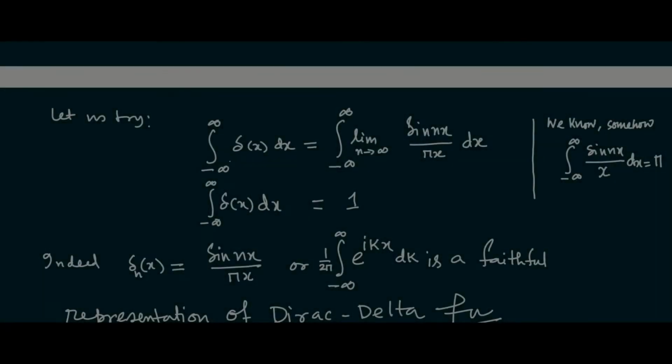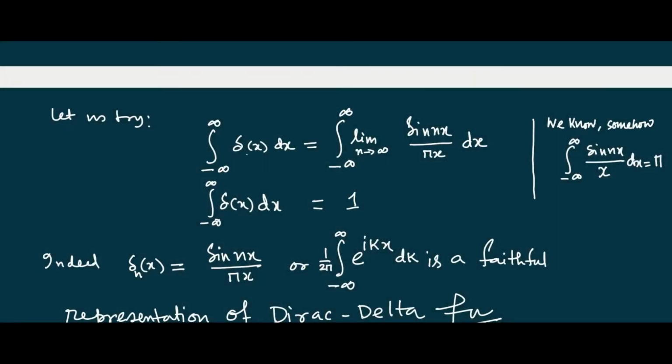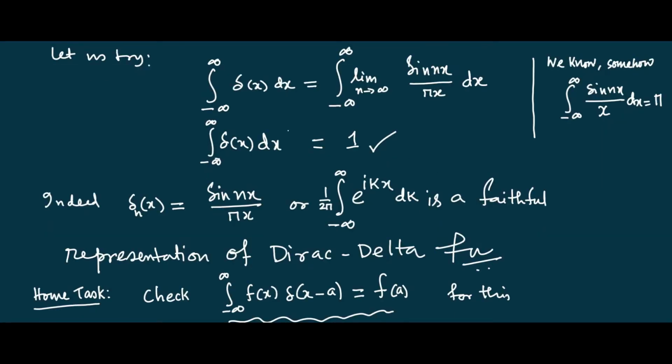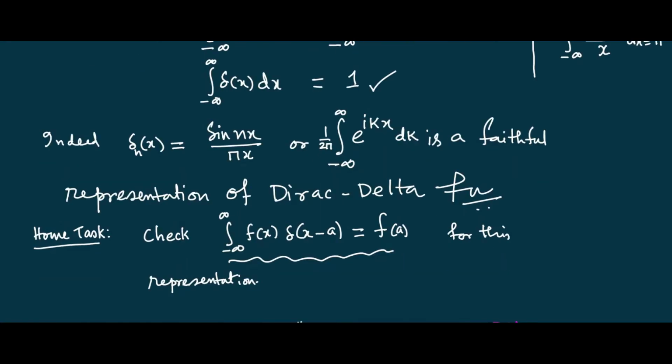Try this representation. What happens whenever delta(x) is integrated over minus infinity to plus infinity? So therefore we put the integration limits minus infinity to plus infinity, n tends to infinity, sin(nx)/(πx) dx. As we know, the integration from minus infinity to plus infinity of sin(nx)/x dx is π. So therefore here is a π, and the whole integration is 1. So our representation obeys the very basic properties of the delta function.